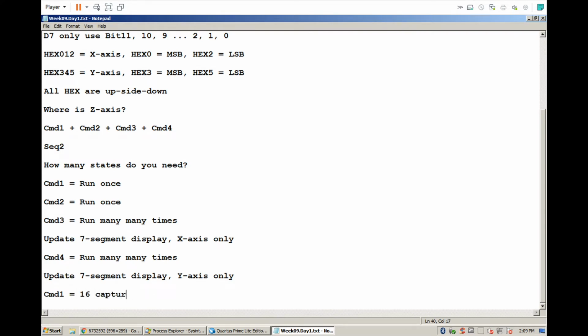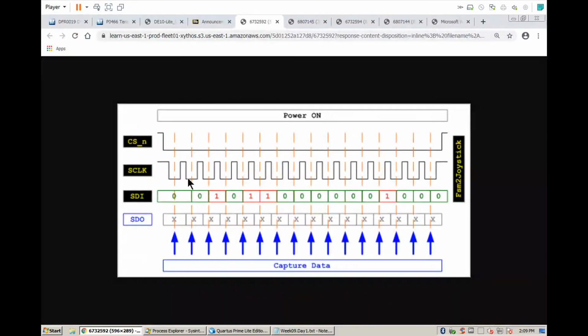16 captures. Even though you don't do anything with the values, you still need to capture them. 16 capture points means 16 S clock equal to 1 and 16 S clock equal to 0. So to make the S clock equal to 1, you need one state. If you want to make the S clock equal to 0, you need one more state. Then you capture.